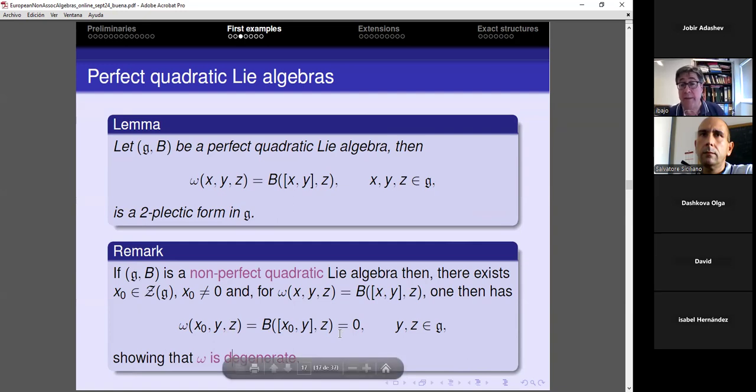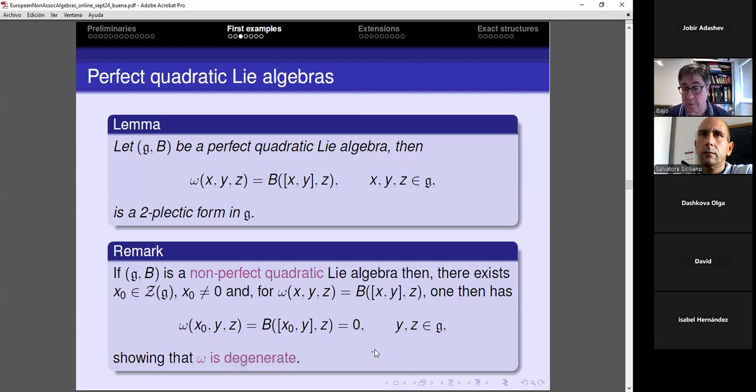So in the non-perfect cases, which were the cases that were more interesting for us because we wanted to have a lot of examples in solvable cases, we cannot do this construction. It is true that one can make a quotient by its center, and then one gets something, but then the Lie algebra is not quadratic in general. So let's see if we can have other constructions.